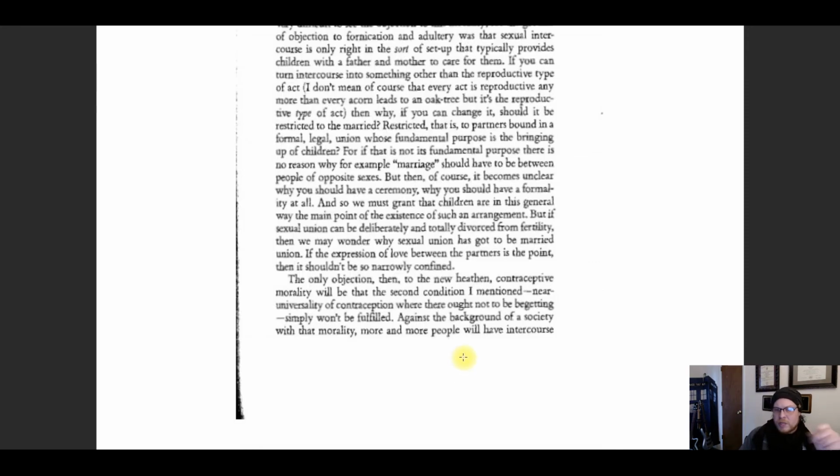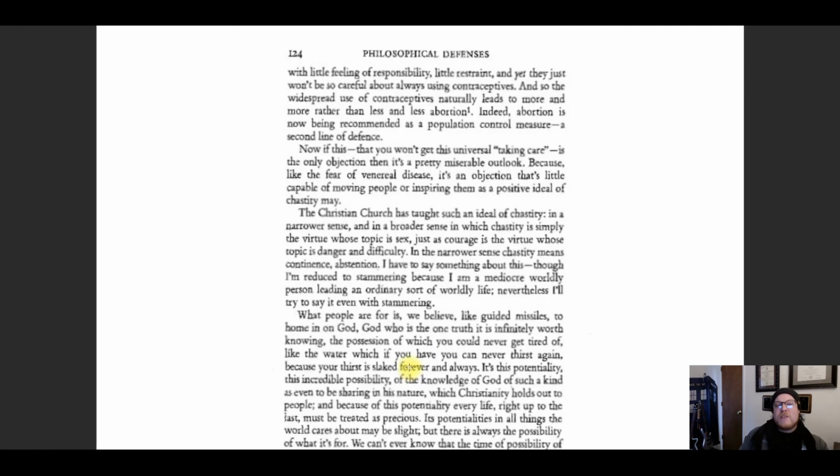against the background of a society with that morality, being the post-Christian non-natural law morality, more and more people will have intercourse with little feeling of responsibility, little restraint, and yet they just won't be so careful about always using contraceptives. And so the widespread use of contraceptives naturally leads to more and more rather than less and less abortion. Indeed, abortion is now being recommended as a population control measure, a second line of defense.